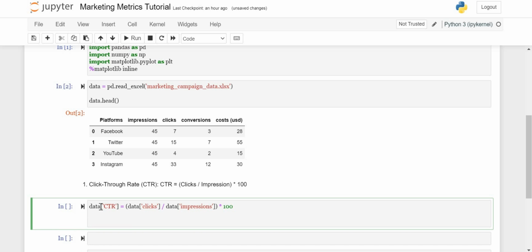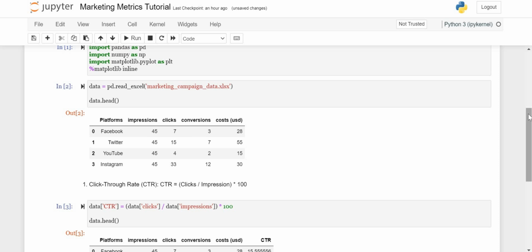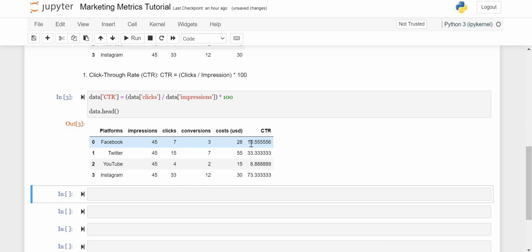So let's view the data again. Data dot head. Let's see if it has added. Yeah, cool. So this is the CTR for each of the platforms: Facebook, Twitter, YouTube, and Instagram. But let's do something to make this table much more readable.